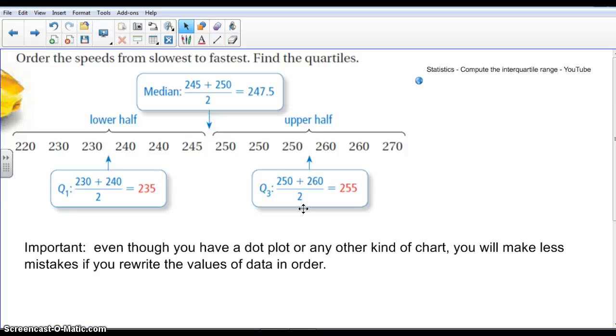Okay, so what that's saying is the numbers from here to here, the middle numbers, vary no more than 20 miles per hour. All right? It's still confusing, so we're going to watch a movie, a video, and then we will move on from there.